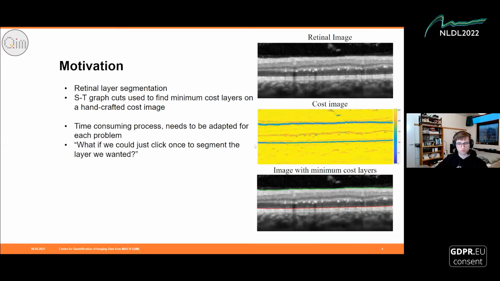So I'll just start with a bit of motivation on why we did this project. This is from a completely different project where we were dealing with retinal data. And we wanted to find the different anatomical retinal layers in these images. And the method we used is called ST graph cuts, where what you had to do was construct a cost image that assigned a cost to each pixel.